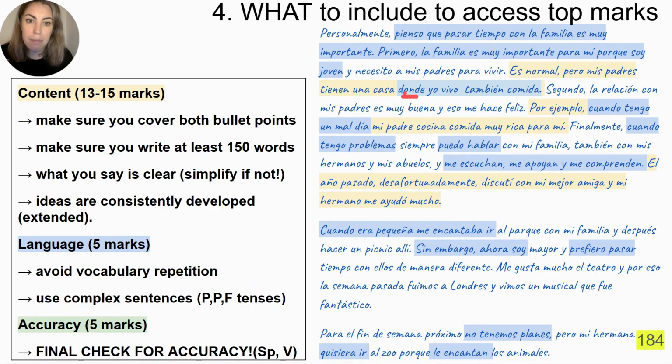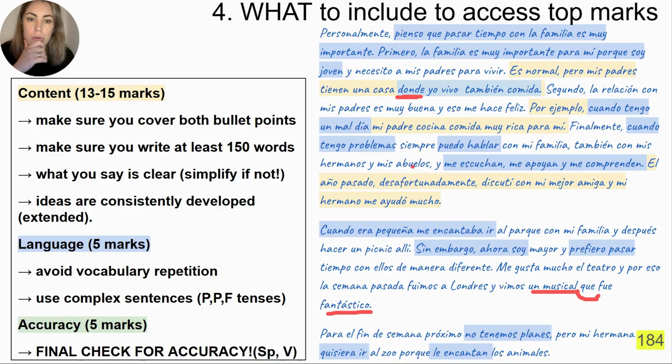So my parents have a house where I live. We could have said my parents have a house. I live at my parents' house, but instead we put donde here, and then we link them together and we make the text flow. It is the same with other examples that I put here. Vimos un musical que fue fantástico. We could have said, vimos un musical, period. El musical fue fantástico. But instead, we can link them with que, which was fantastic.